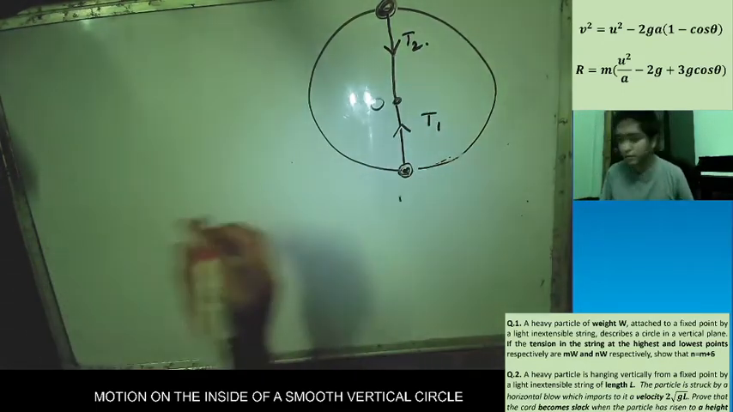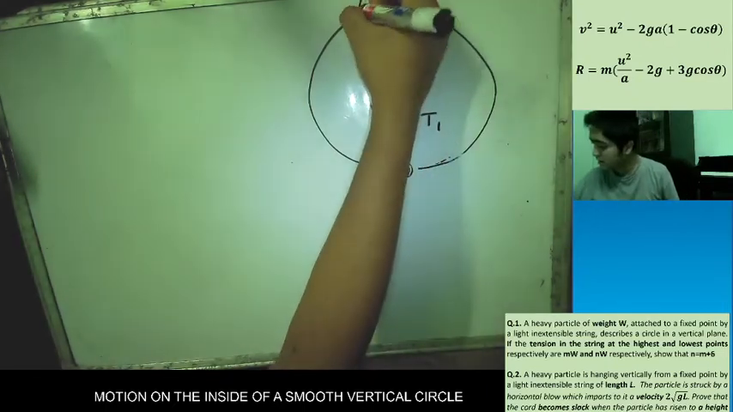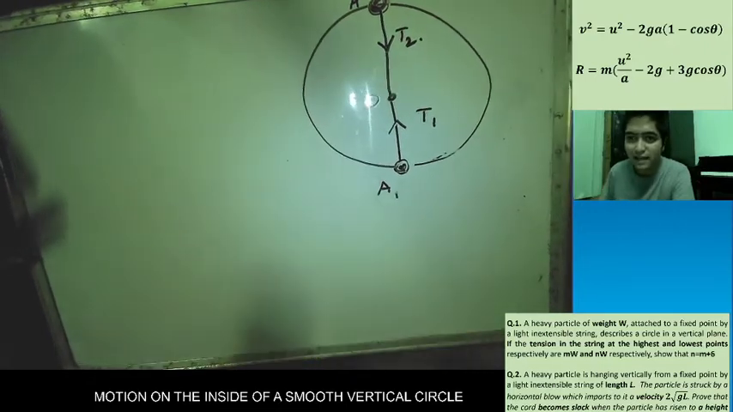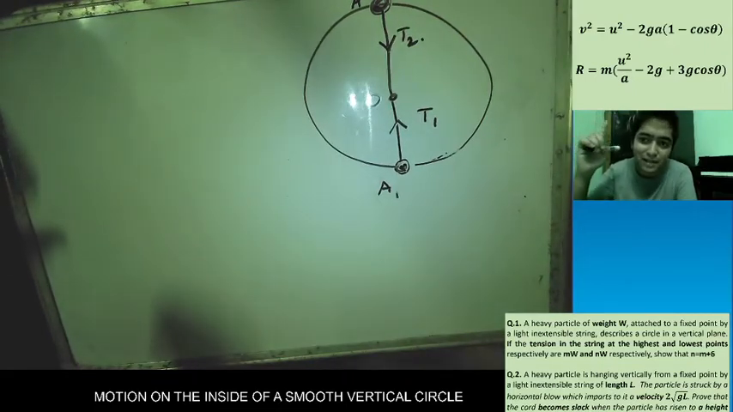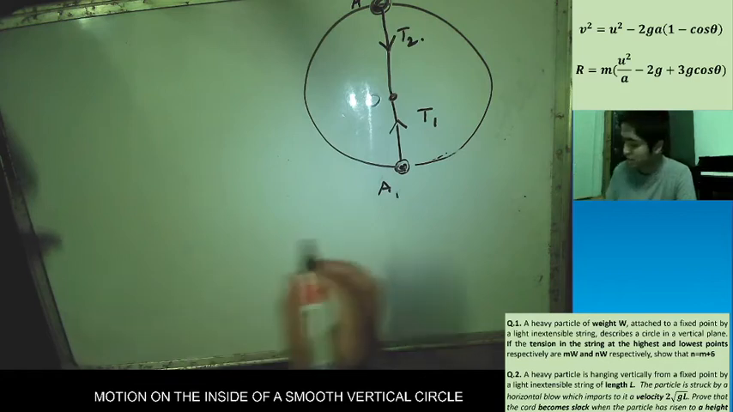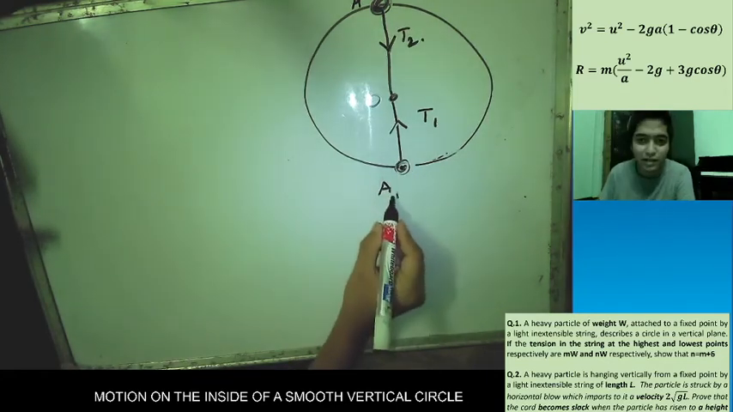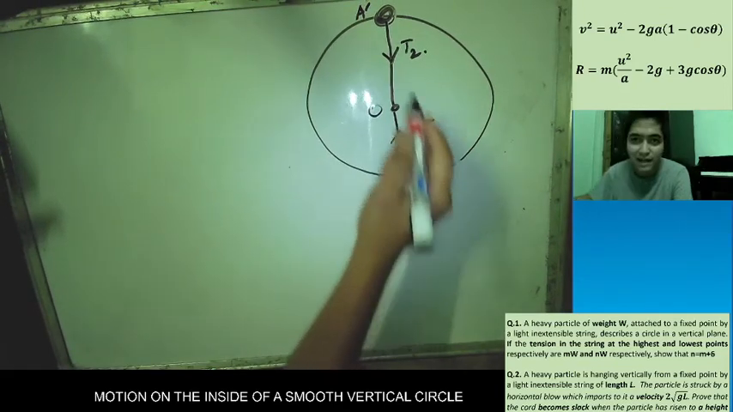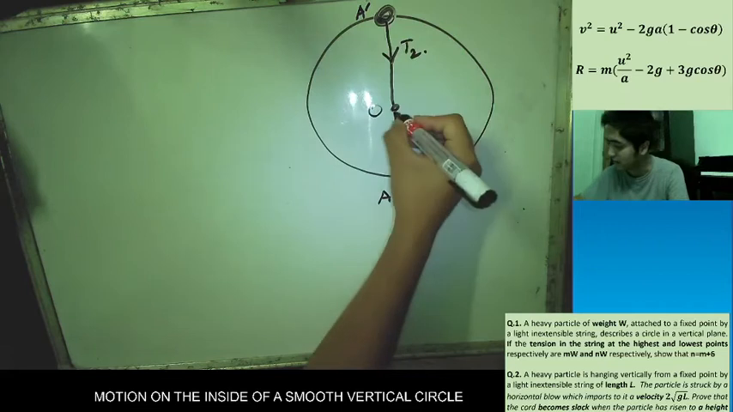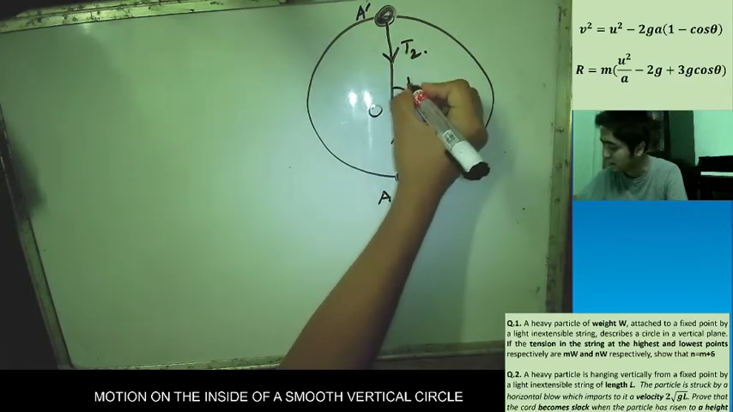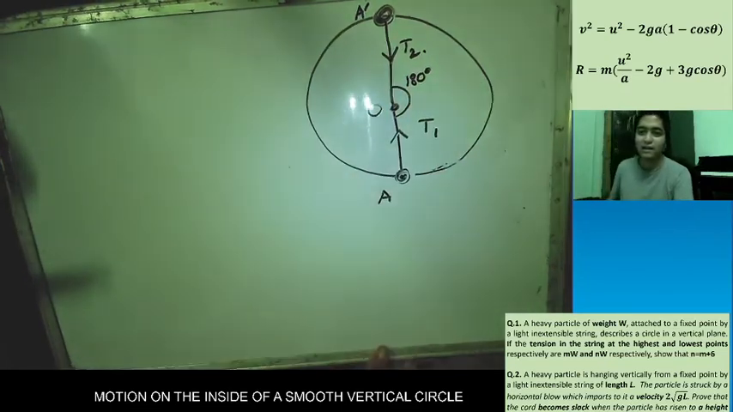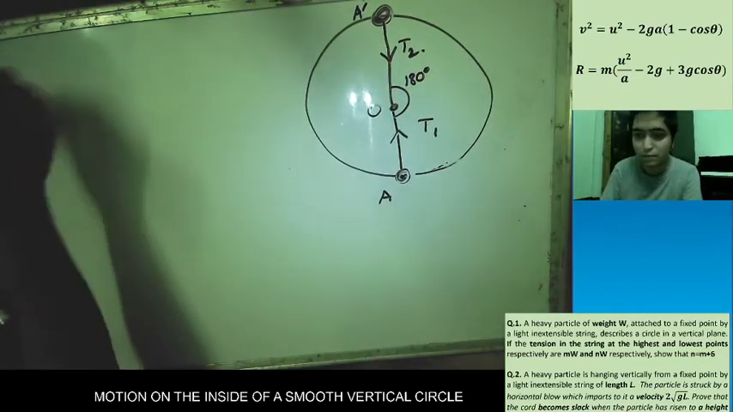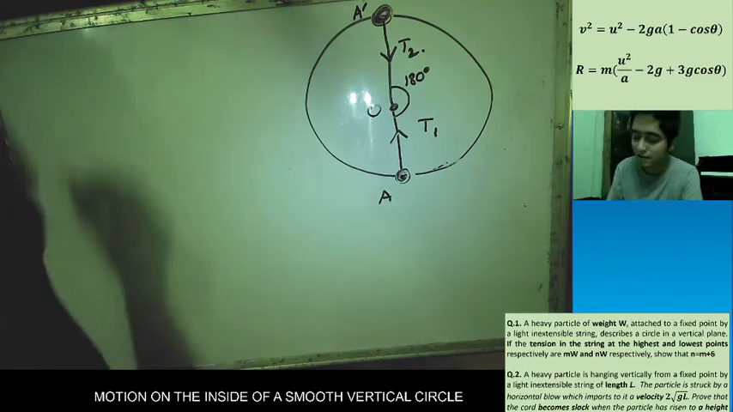Remember that since the angle theta is measured from the lowest point, you must know that the angle at the point A1 is 0, at the point A it is 0, and at the point A dash it is 180 degrees, or pi. So that is what we need. We just need formula number 2. Okay, solution.